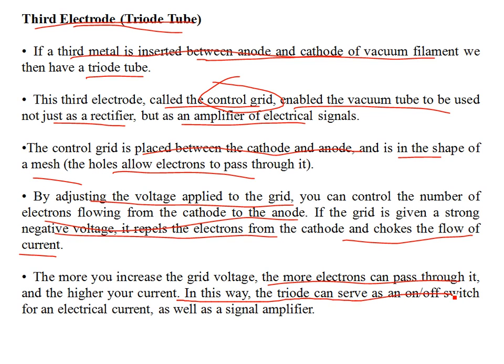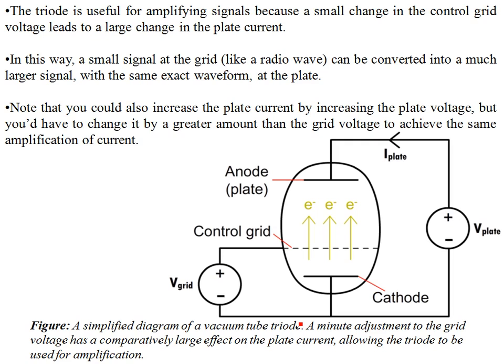So this way, the triode can serve as an on-off switch for an electrical current, as well as a signal amplifier, of course. So this triode is useful for amplifying signals because a small change in the control grid voltage leads to a large change in the plate current. Okay. So you see this is the control grid over here, and the positive charge is applied. So this is the positively charged plate, and as you increase the V grid, the current increases. This current is increasing. Okay.